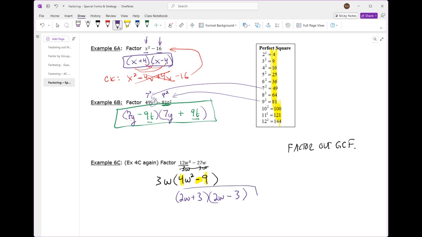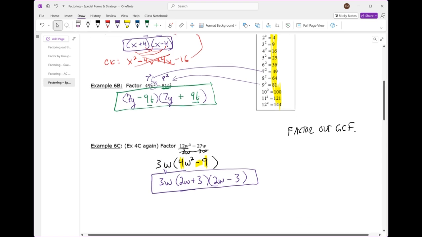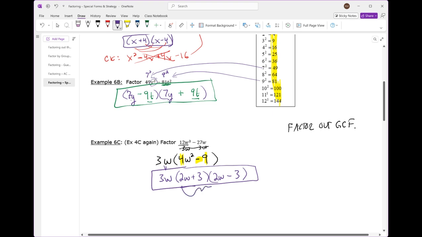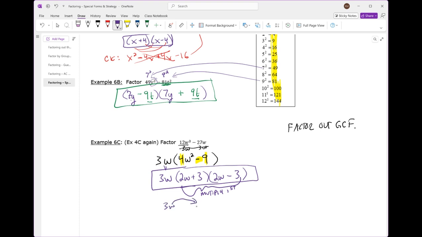Now, a lot of times people start boxing this in and they forget to bring their 3w down, but it is important to bring that down. Now, if I wanted to check my work here, I would want to multiply these together first. I want to multiply this together first. And then I want to distribute the 3w second.